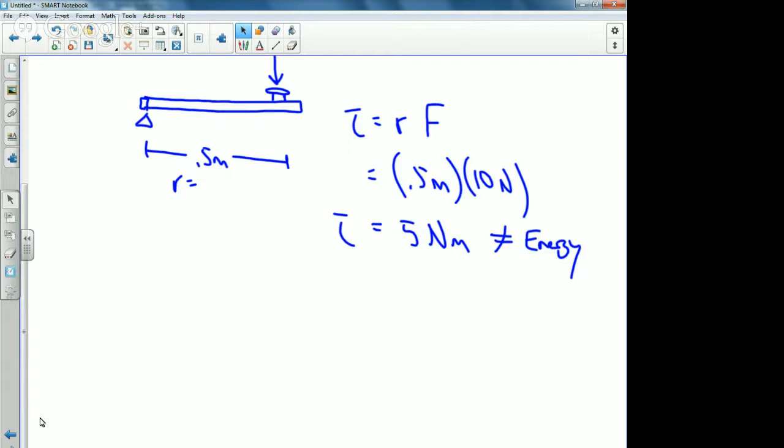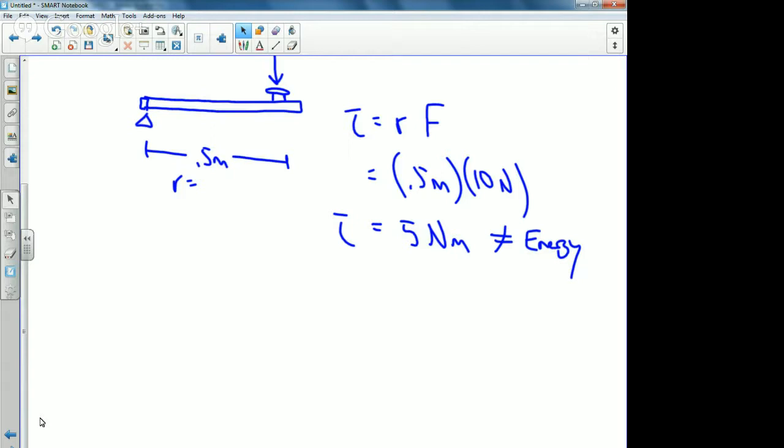If I have half the radius, what does that mean about the amount of force needed? Right now it says 5 newton meters. If I'm applying 5 newton meters at the edge where the doorknob is, and I have half the distance now, how much force do I have to apply? More. Now, how much more? Double. Half the distance, double the amount of force.